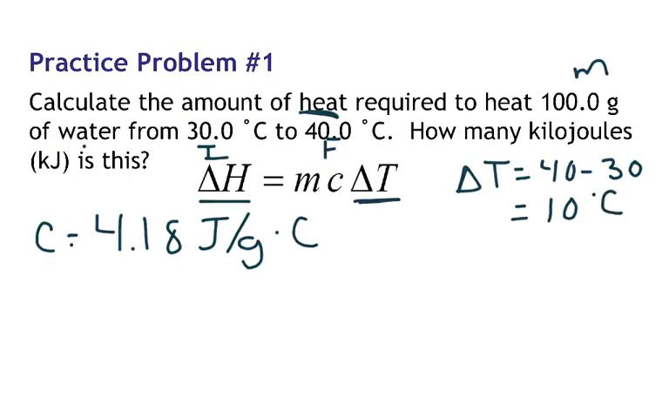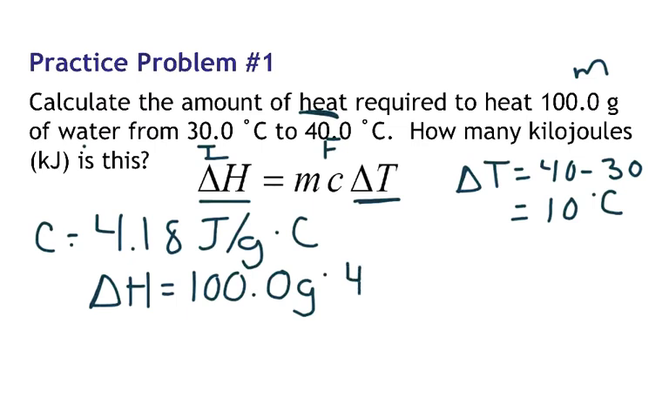So now that I have all of my givens, I can go ahead and plug into the equation. So to get my delta H, remember it's M C delta T, so my mass was 100 grams. My C is listed for water, which again, you don't have to memorize, it's on your reference sheet, is 4.18 joules over grams times degrees Celsius. And my temperature, sorry, that's times, is 10 degrees Celsius.